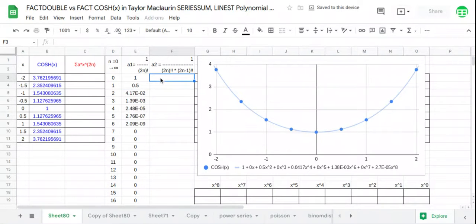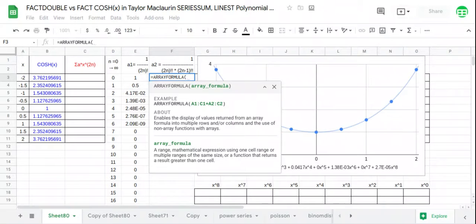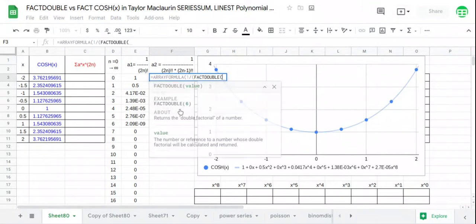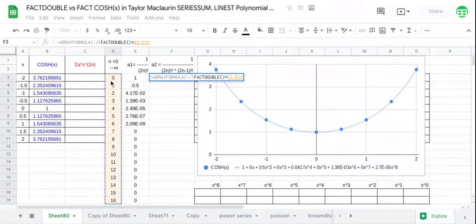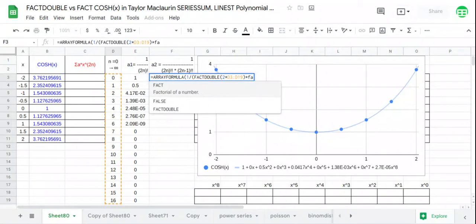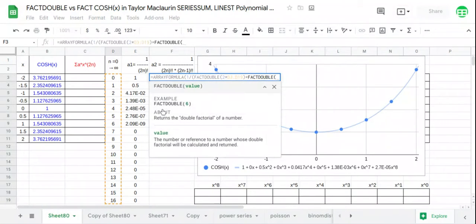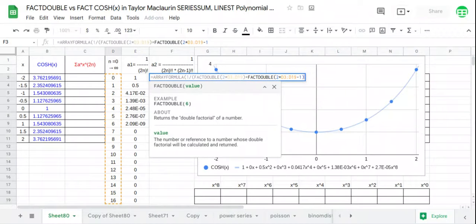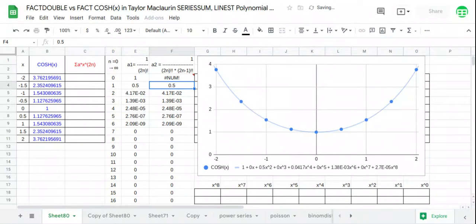Now the double factorial, which is equal to array formula: 1 over. Now there are two parts. The first part, factorial fact double, 2 times n. That's the first part. The second part, double factorial, 2 times n minus 1. And enter. These values are exactly the same.